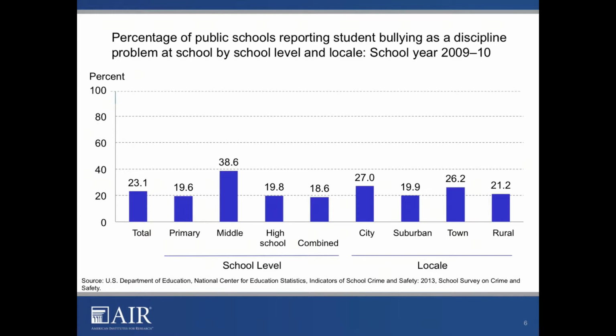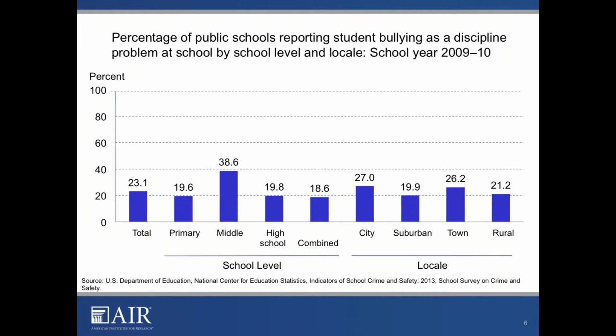And the second thing to highlight is that also statistically different is the percentage of city schools that reported bullying as a discipline problem at their schools, also higher compared to suburban and rural schools. The difference between city and town schools is not statistically significant.